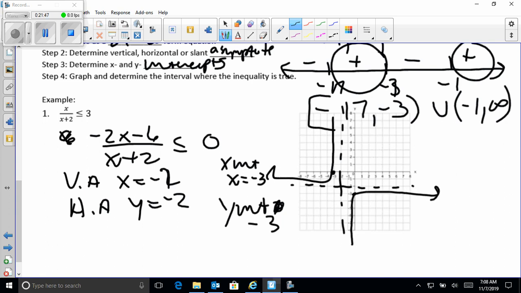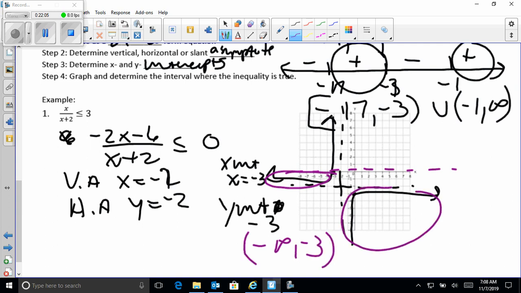So if we think about it graphically, what it means, it's saying to look for areas where this is less than 0, but 0 is a line. 0 is this axis right here. So where is it less than 0? In this area, negative infinity to negative 3. And here, in that area, which is negative 2 to infinity. And because that was a 0, we know that was.